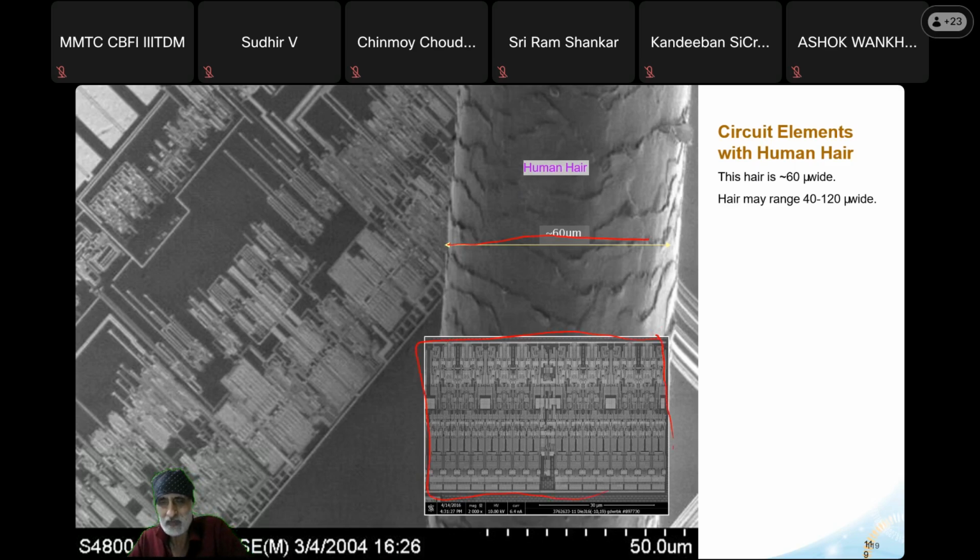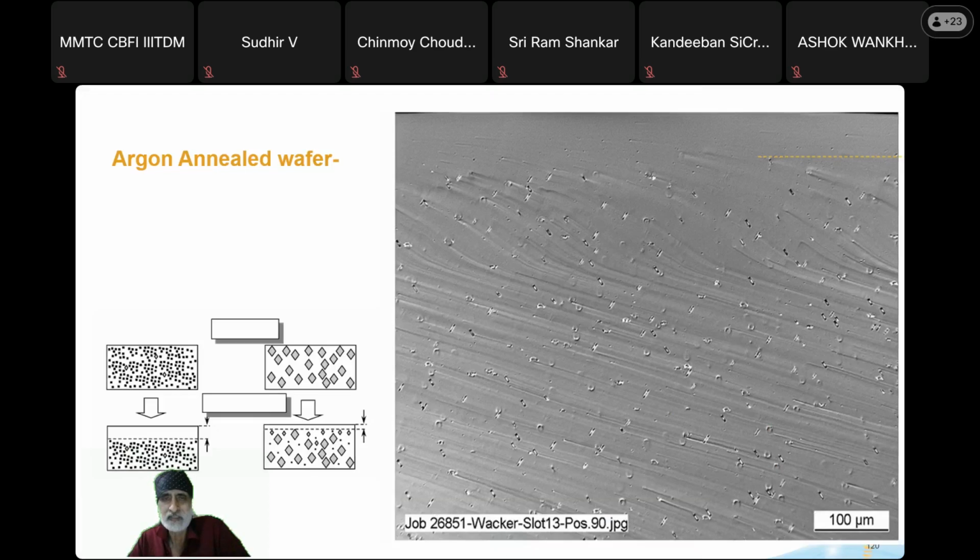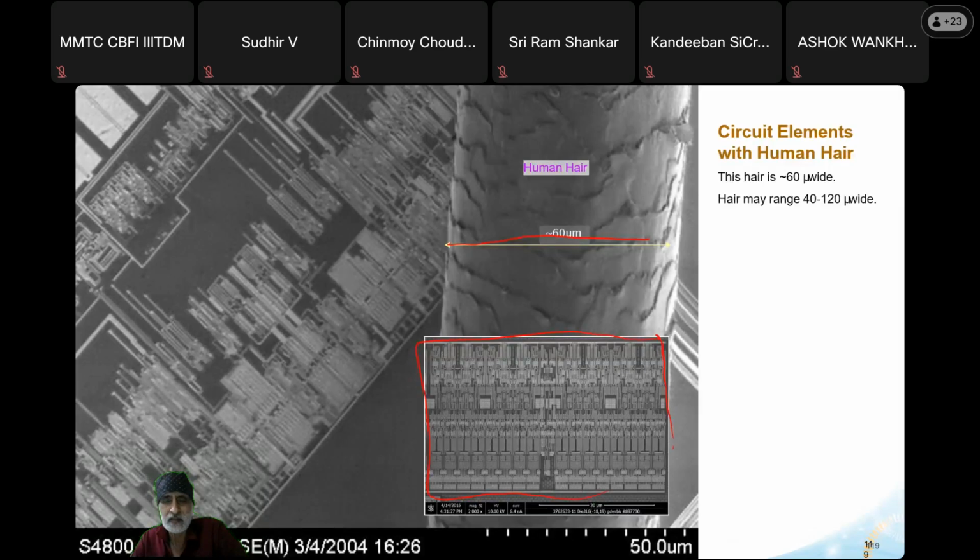There are 2 or 3 more slides which are not coming, but I have a few slides where this particular area is blown up. This much area is storing close to 1 kilobit of memory. So 1 kilobit of memory is stored in a line equivalent to 60 micron, an area close to our human hair. So this is the comparison.